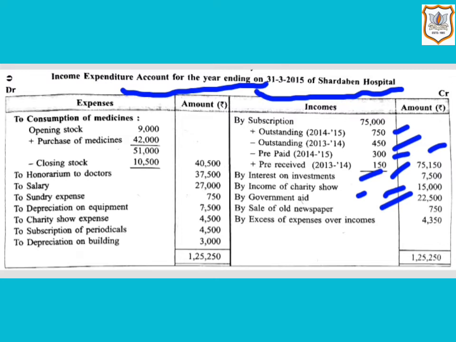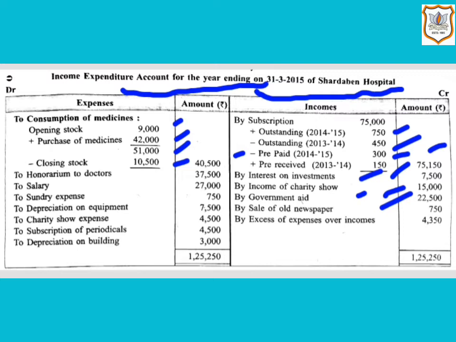First, we will write opening stock of medicine in the inner column, that is 9,000, and we will add purchase of medicine, that is medicines that we have purchased this year, that is 42,000. So by adding this, we'll get 51,000. And this year, unutilized stock of medicine is 10,500, that is closing stock. So we will deduct it. So here we will get 40,500 in the outer column. So 40,500 is consumption of medicine.